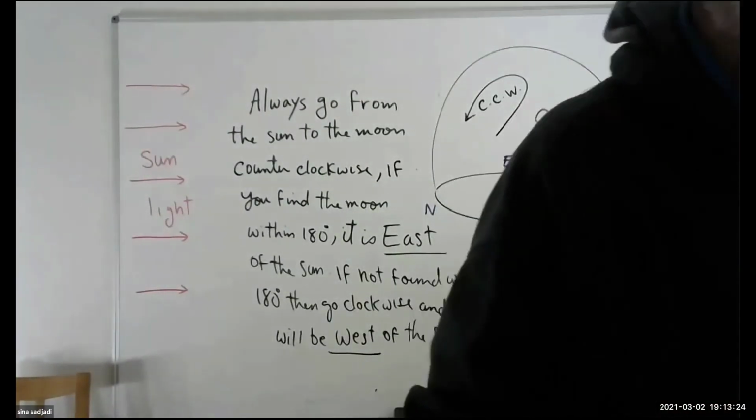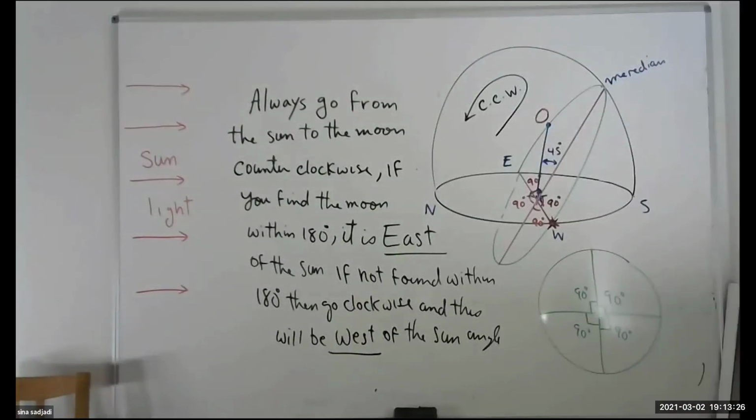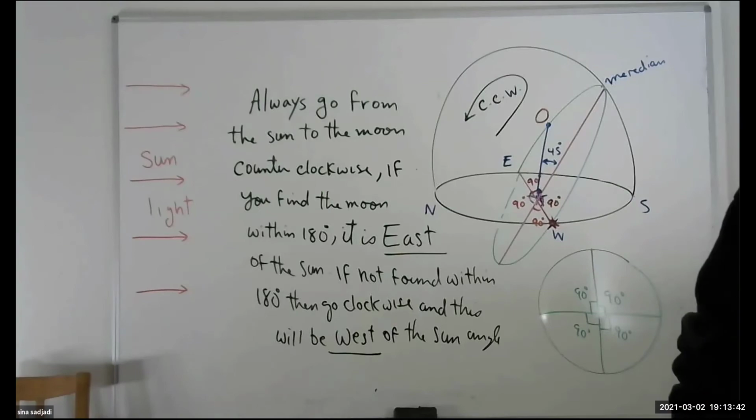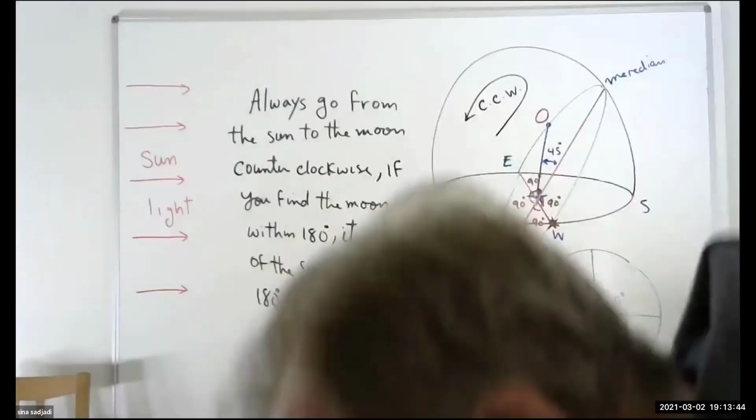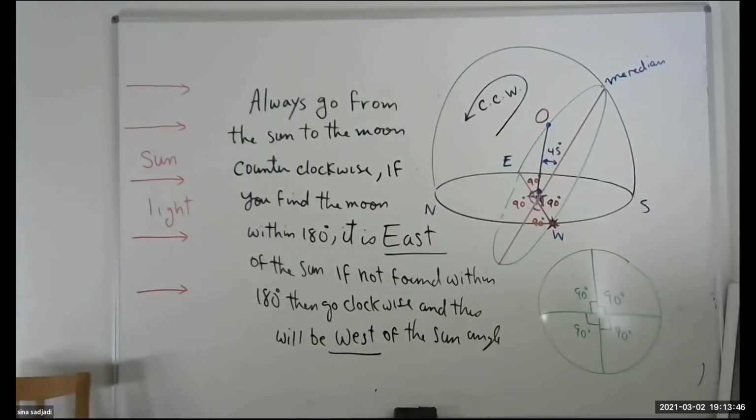If you find the moon within 180 degrees of the sun going counterclockwise, you found an eastern angle. If you don't find it within 180 degrees, then you go clockwise. This moon is going to be west of the sun. Okay, write this down. And then Angel is going to read me a couple of questions that I'm going to do for you as an example.